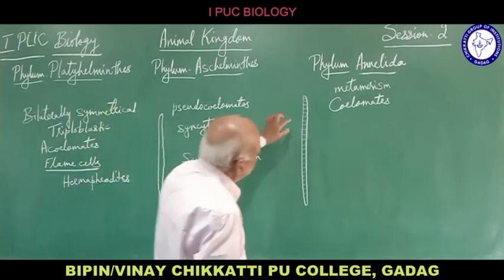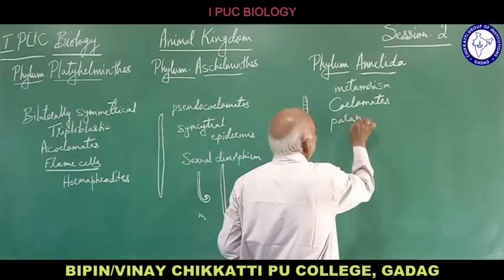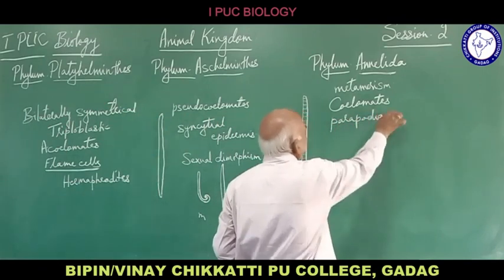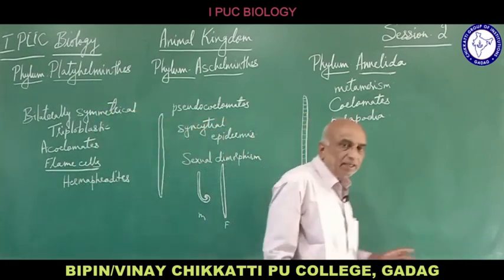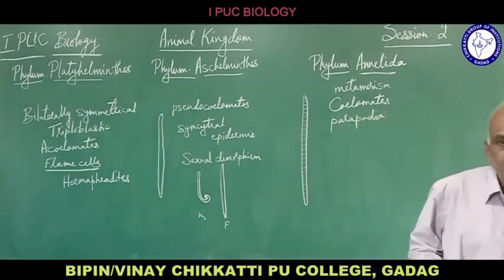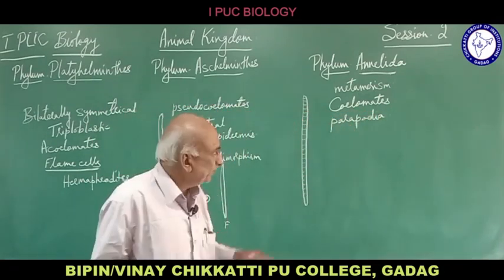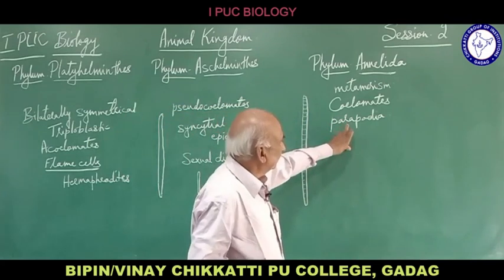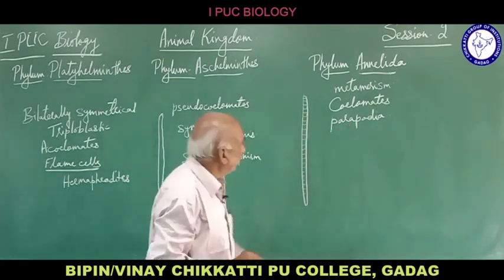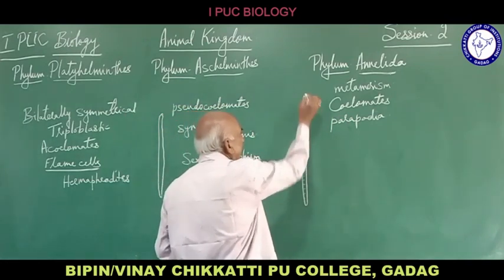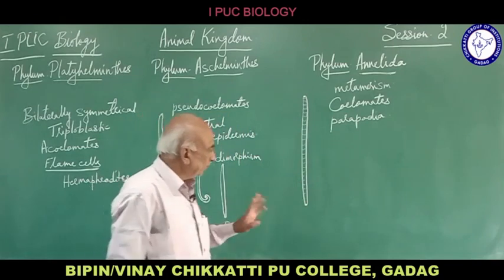Then if you come to the other characters, in each segment there are structures which are called parapodia. These parapodia, which are present in the body, help in locomotion. So when the animal is present in water, it helps in swimming. That is the characteristic feature of parapodia. Then the digestive system is complete. There is a well-developed mouth, and also there is an anus. That is another important character.